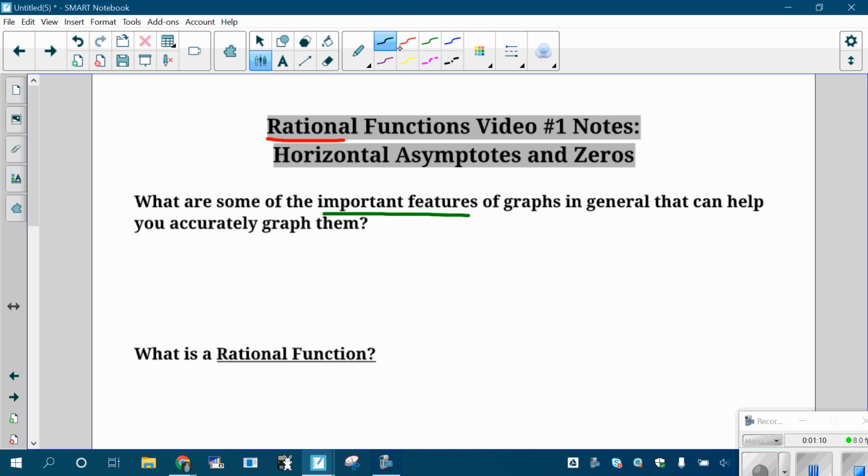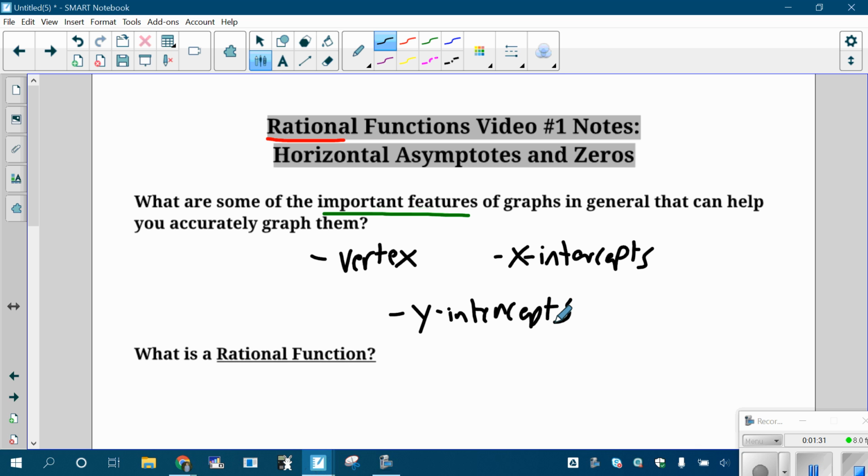Maybe some of the things that came to mind were the vertex, which we did with quadratics. A big thing we focused on with polynomials, we're finding x-intercepts. For both of those, we talked about finding y-intercepts. Those are the big ones. For rational functions, finding x-intercepts is going to be huge. Finding the y-intercepts is going to be huge. They don't have vertexes. It's kind of like polynomials, they don't have vertexes. But finding x-intercepts and y-intercepts is going to be a good start to help us graph it.